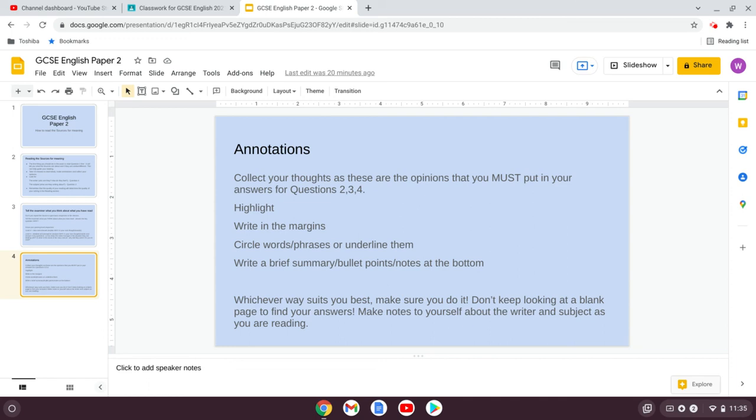Okay, so there's the sources, and that's how we annotate. Thank you very much.